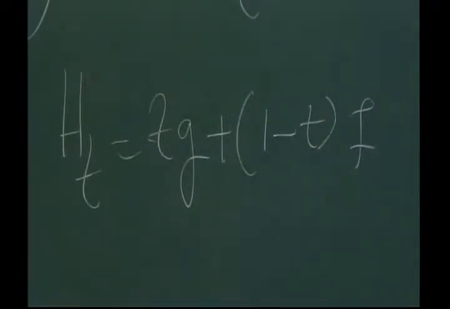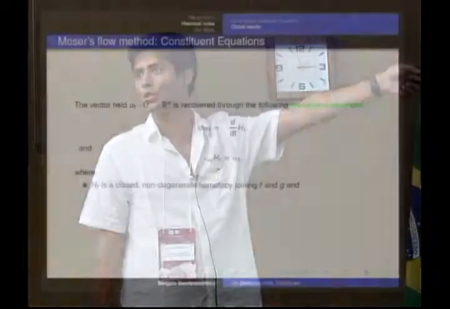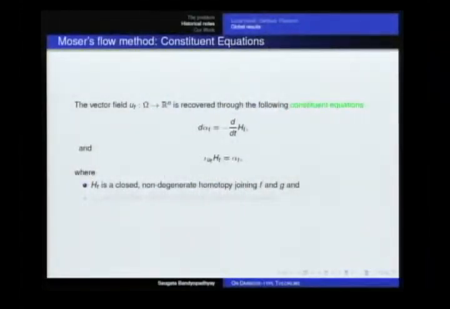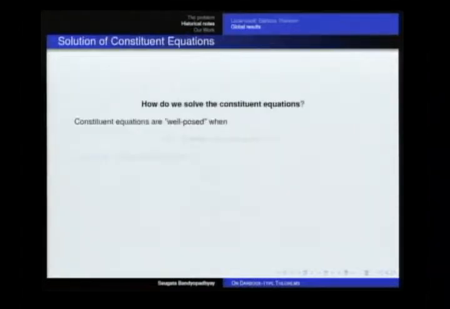Now what is this second equation? The second equation is essentially the product. So ut is equal to alpha by tg plus 1 minus tf. So one can solve it for the case of volume forms. Of course, this method does not work if the volume form changes sign. So that's how one does it.